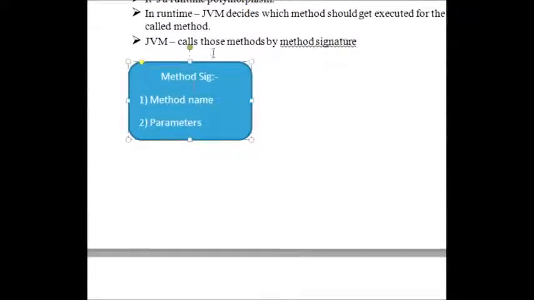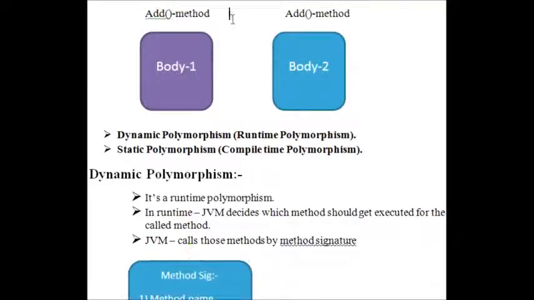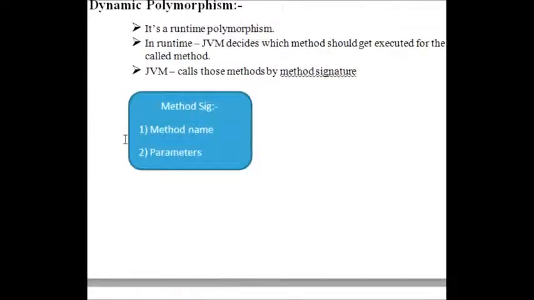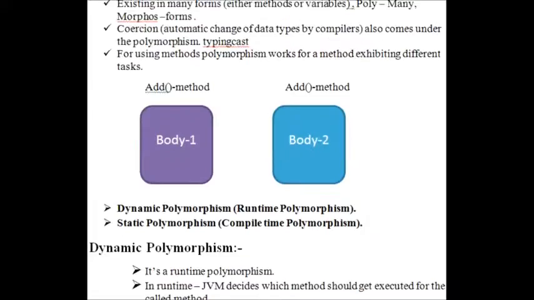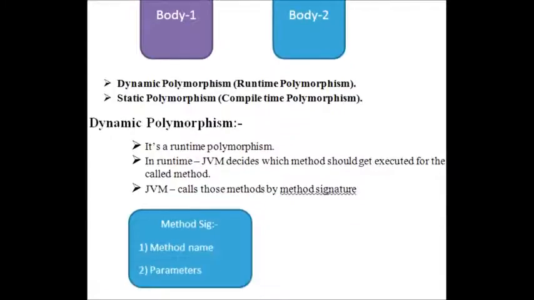For every method in Java, or in any language, there is a method signature. The method signature has two parts: the method name and the parameters. Consider this example. Both method names are the same, but my parameters may differ. Here I may have int a, or here I may have float b. Depending on this signature, my JVM calls that particular method.